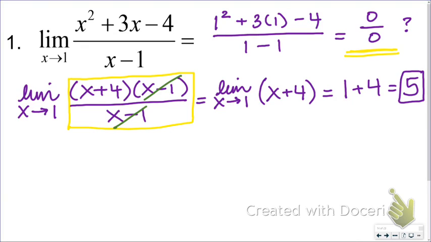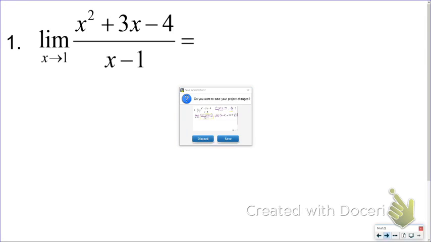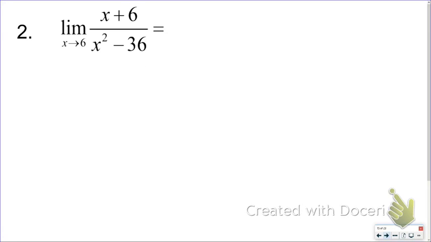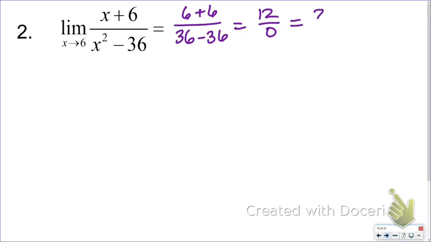Okay, so let's look at another one. The limit as x approaches 6 of x plus 6 over x squared minus 36. And so, again, you always start with direct substitution. I'm going to plug in here, and I have 6 plus 6 over 36 minus 36, which is 12 over 0. Again, I get an answer that's undefined.